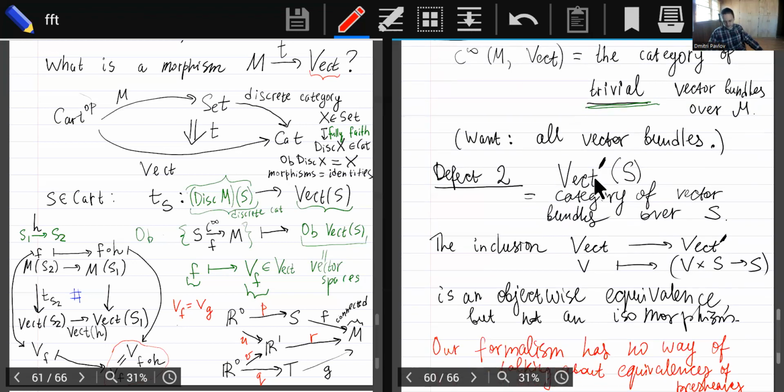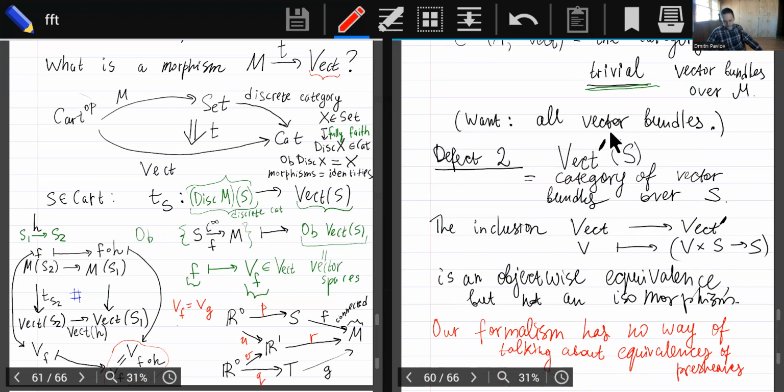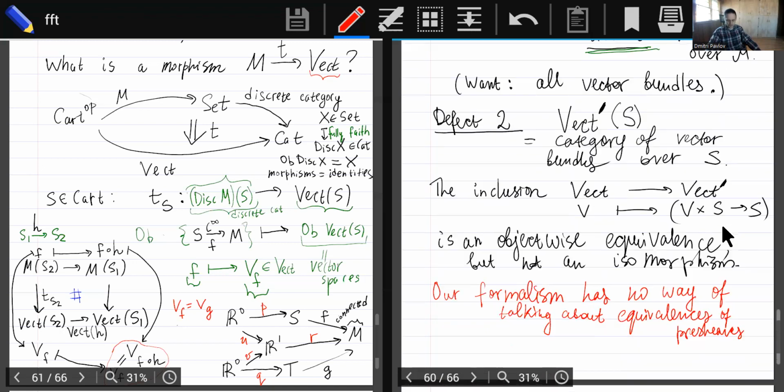And in particular, this will fix this defect that I didn't really explain properly, but imagine you pick a different definition of Vect prime of S, let's say, as the category of all vector bundles over S, not necessarily just the trivial projection ones, but all of them. Then the inclusion of Vect into Vect prime, which includes a vector space as the corresponding trivial vector bundle, is an objectwise equivalence of presheaves, but it's not an isomorphism of presheaves. And the formalism we are going to develop next time will also take care of this problem, that presheaves of categories that are naturally equivalent should also be considered the same.